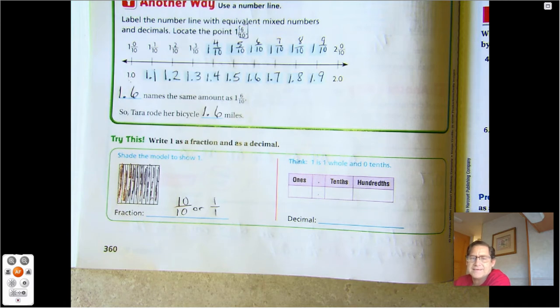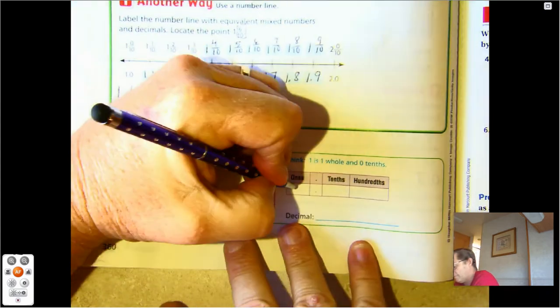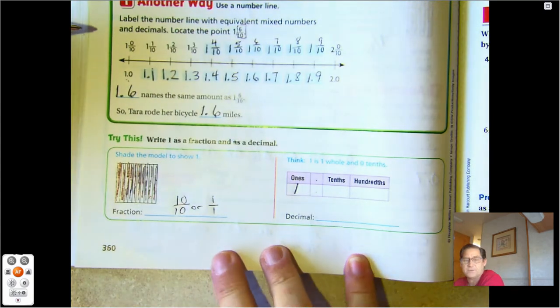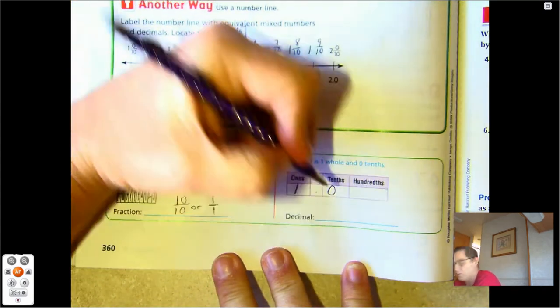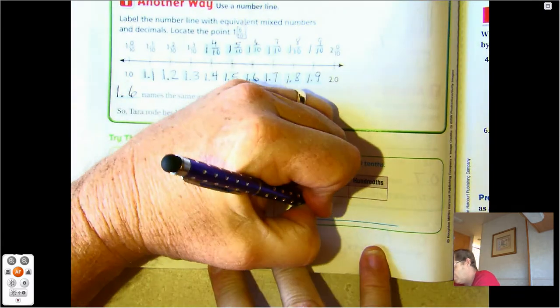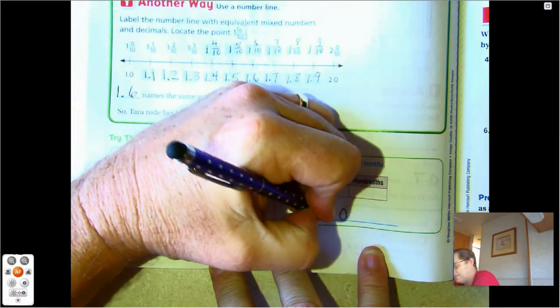Now write 1 as 1 whole and 0/10. So we have 1 in the ones place to represent the 1 whole, and we have 0/10. So 1.0.